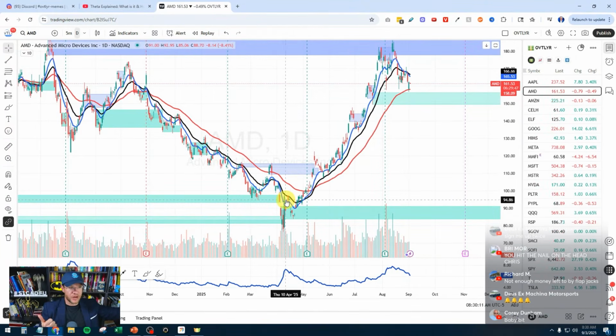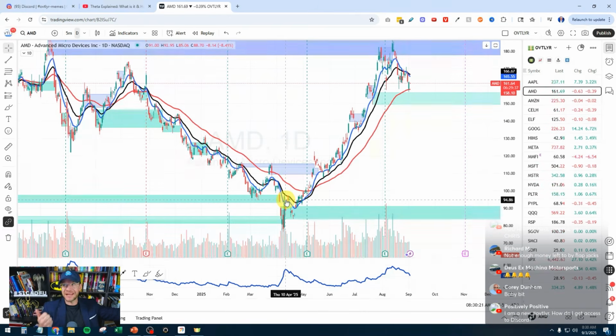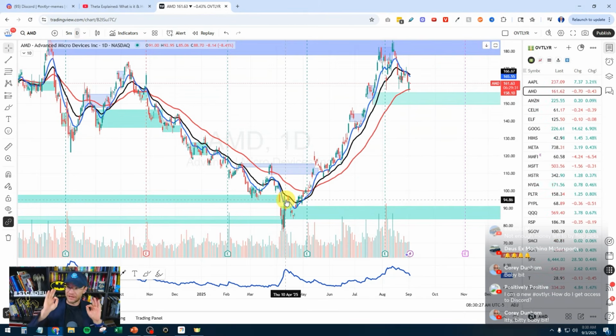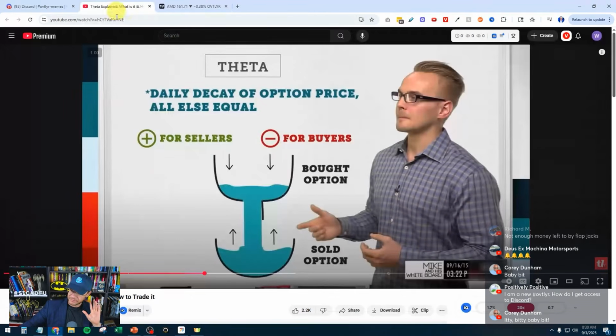I can't close the trade because what if it comes back? Why would I close it now when it has 33 days of theta decay coming towards me? Why would I do that? That's so dumb. I'm telling you, I'm so passionate about this because I lived it and I don't want you to live it.